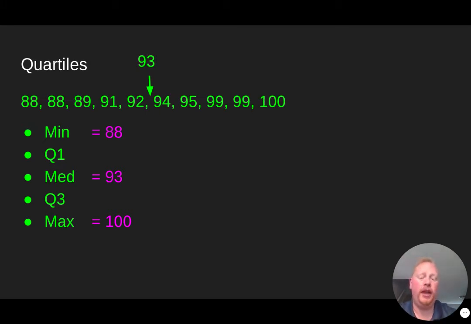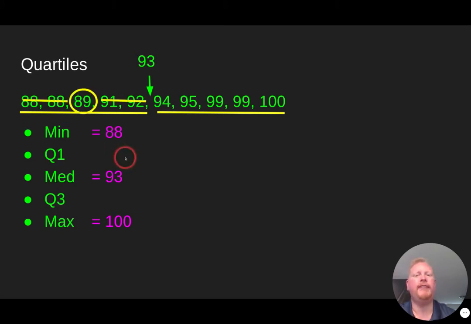So when I go ahead and find my lower quartile and my upper quartile, that 92, even though I used that 92 to help me find the median, that 92 is still included in this lower half. So what I'm going to do is take the 88, 88, 89, 91, and 92, use those 5 data points, and figure out the first quartile. When I do that, it ends up being 89. So there is my Q1.